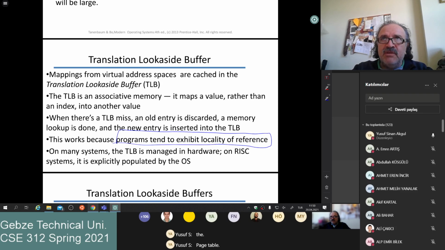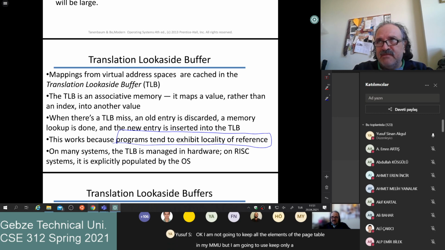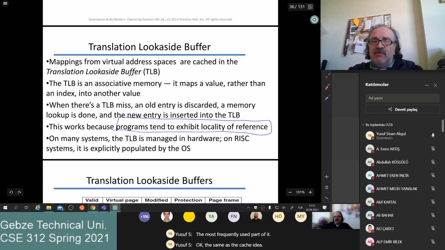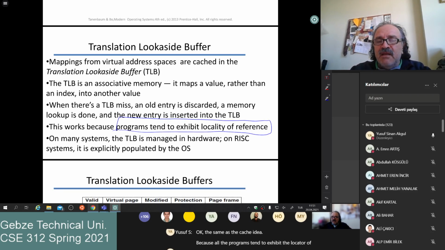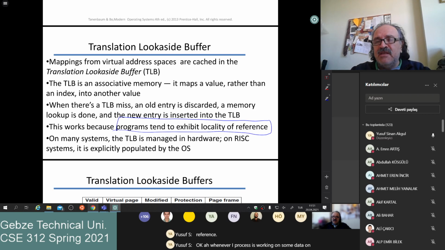Okay, I am not going to keep all the elements of the page table in my MMU, but I am going to keep only a small part of it, the most frequently used part of it. Okay, the same as the cache idea. Because all programs tend to exhibit locality of reference. Whenever a process is working on some data and some instructions, usually the accesses are local. If you access a memory location, it is possible that you are going to access it again. If you access a memory location, it is very possible that you are going to access the neighbors of those memory locations.